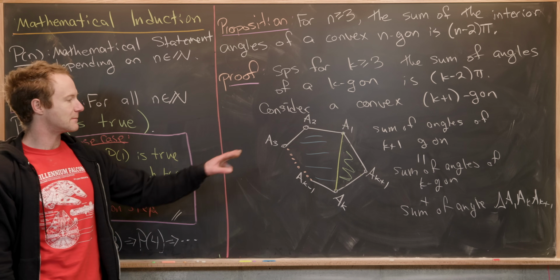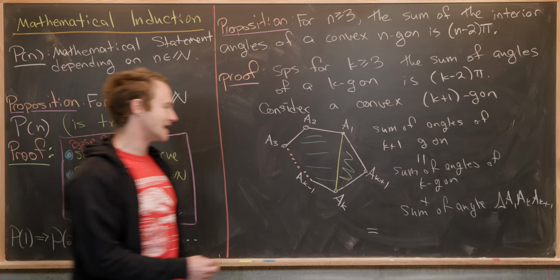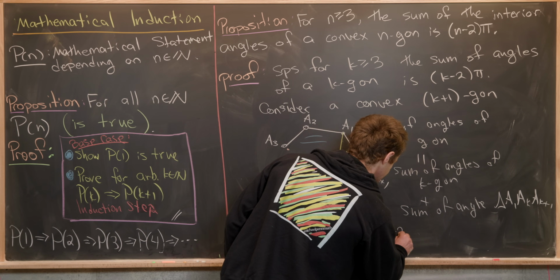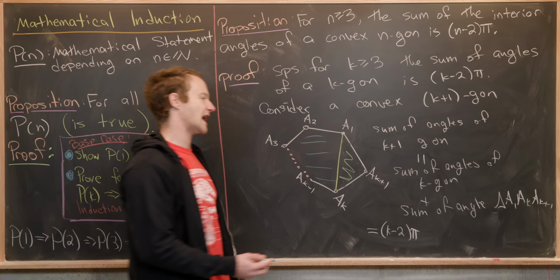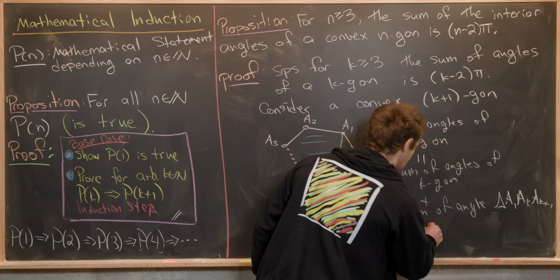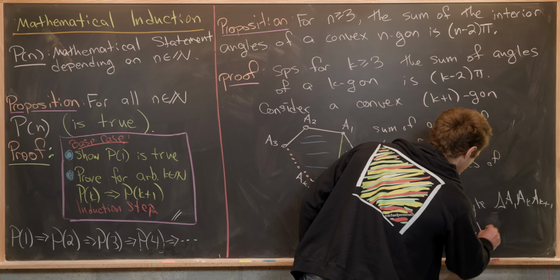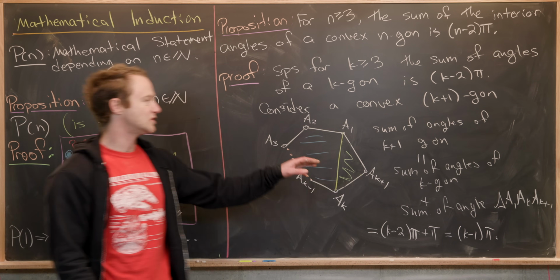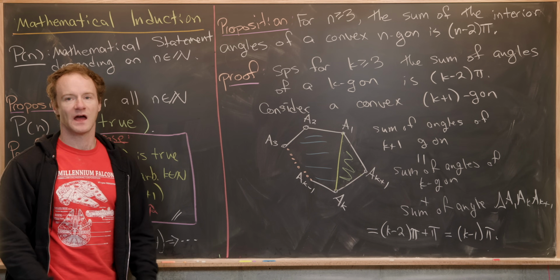Okay. But by our induction hypothesis, we know that the sum of the angles of the k-gon is k minus 2 times pi. Then by our base case, we know that the sum of the angles of a triangle is pi. So adding those together, we get k minus 1 times pi, which is exactly what we need it to be to finish this induction proof. And that's a good place to stop.